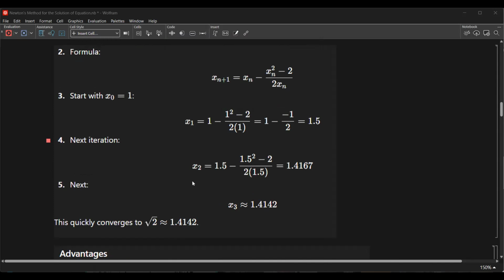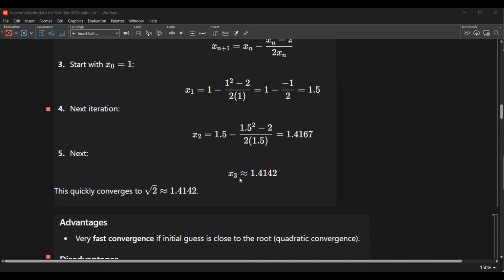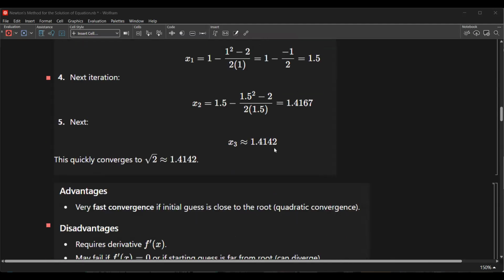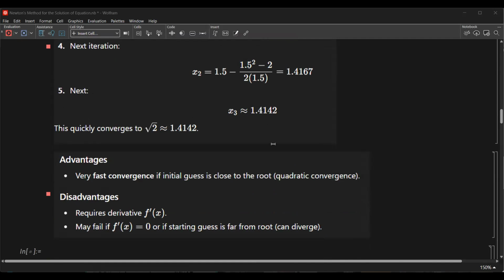Then our next approximation is x sub 2. Let's use the previous approximation as our first approximation. So 1.5 minus (1.5 squared minus 2) all over (2 times 1.5) is 1.4167. So our next approximation is x sub 3. Let's substitute x sub 2 in this formula. What we have is 1.4142. So our exact solution, the square root of 2, equals 1.4142.